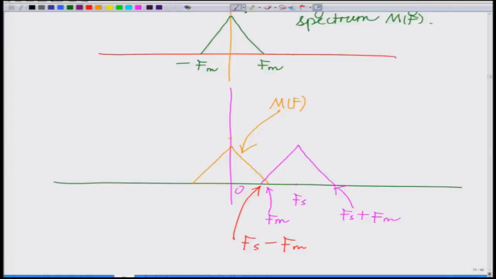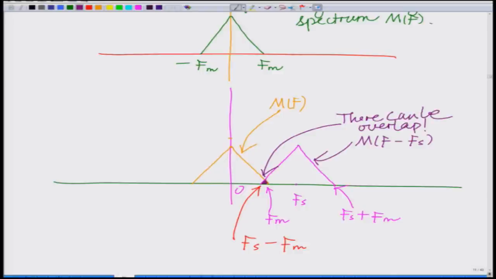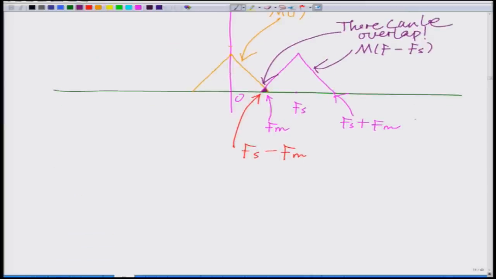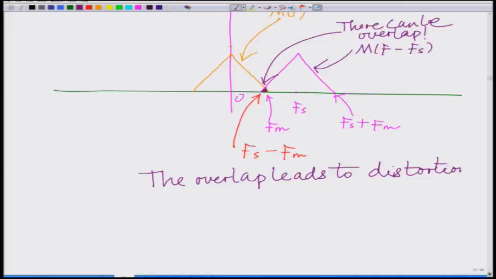Now, there can potentially be an overlap in this region. These two copies, so this is your FM, this is your FM minus FM. So, there can be an overlap between these two copies. So, now if you can see this correspondence, this is interesting. There can be an overlap, and the overlap leads to distortion. So, you have the original spectrum at 0, there is another copy shifted by FS. When you take the sum, these two copies can overlap, and therefore, once you sum, that can lead to distortion, all right.